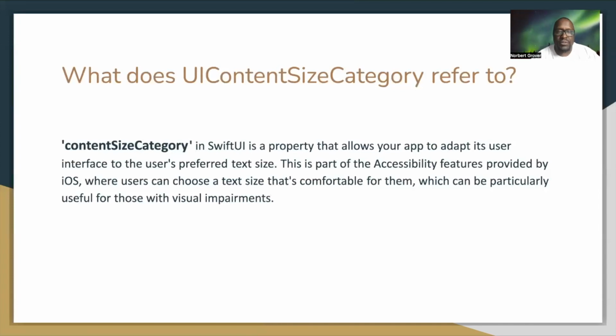But let's talk about UI content size categories specifically. In SwiftUI, this is a property that allows your app to adapt its user interface to the user's preferred text size. Again, this is part of the accessibility features provided by iOS, where users can choose a text size that's comfortable for them, which can be particularly useful for those with visual impairments.